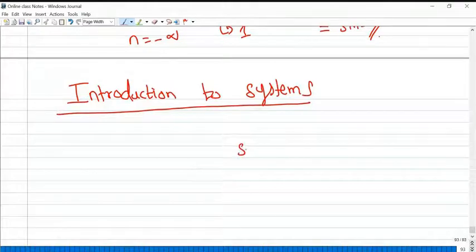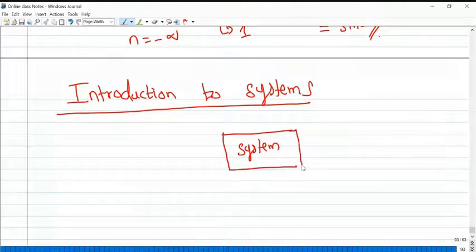A system is a physical device. We can say an amplifier is an example of a system which accepts some input signal, amplifies the magnitude of the signal and gives us output. Or a low pass filter is a system which accepts some input signal. Depending on the cutoff frequency of the low pass filter, it allows up to that particular cutoff frequency in the output and filters out the remaining signals. So like that, a system is a physical device.